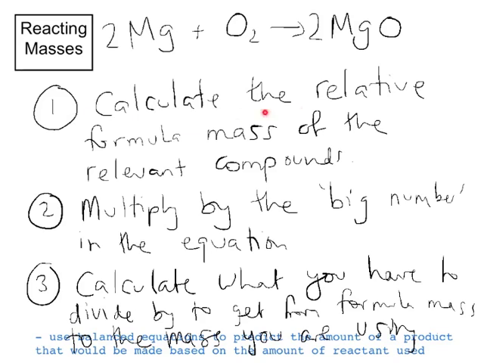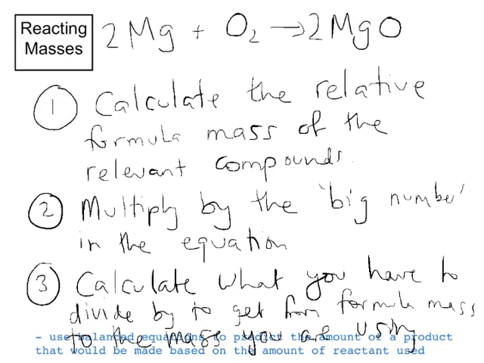So number 1, first you calculate the relative formula mass of the relevant compound. So in this case, if you were trying to work out how much magnesium oxide you were making and you knew how much magnesium you had, you just work out the formula mass of magnesium, which would be 24, and the formula mass of magnesium oxide, which would be 24 plus 16, which is 40. Then you multiply those by the big numbers, which I mean here and here. So you multiply 24 by 2, which will give you 48, and you multiply this 40 by 2, which gives you 80. And then you would calculate what you had to divide by to get from the formula mass to the mass you were actually using.